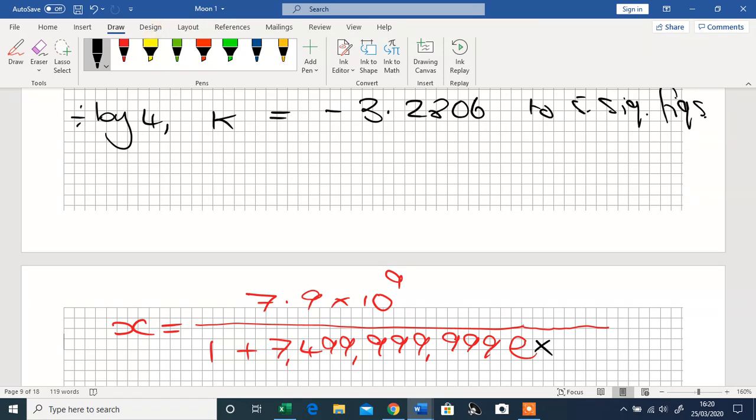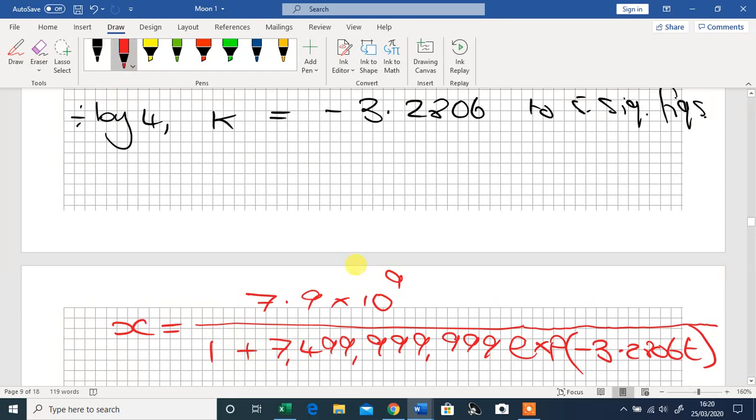I'm actually going to write this in as... oops, just let me go back. Let's click on the red pen: EXP minus 3.2806t. And that is the function.